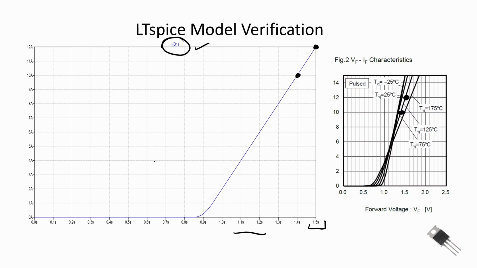And then we come down to 4 amps. Let me check 4 amps. We are at 1.1 volt. So if I come across, that is a pretty darn good estimation. And again, if we want to make it more accurate, we can modify epsilon for that. Looks like our LTspice model is verified for the device that I have picked.